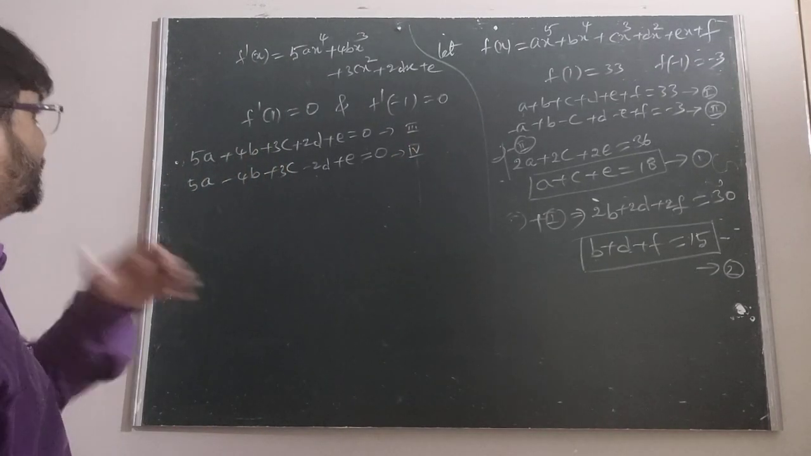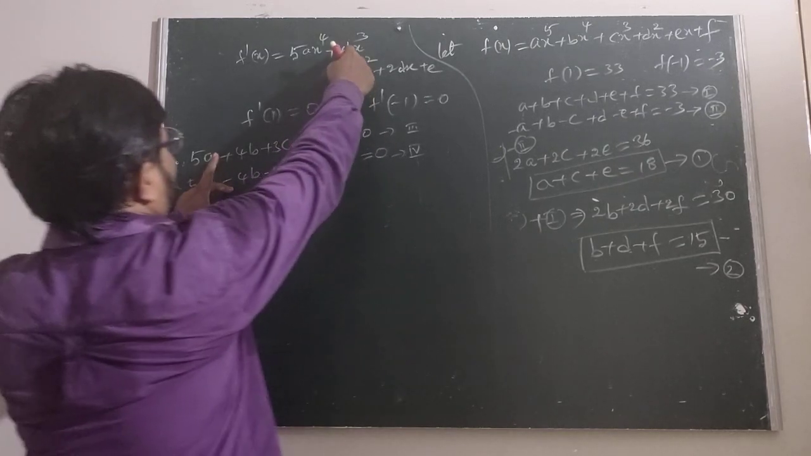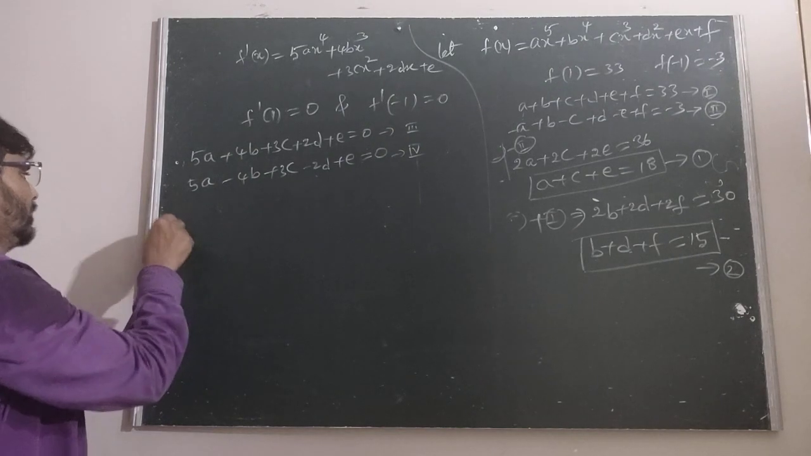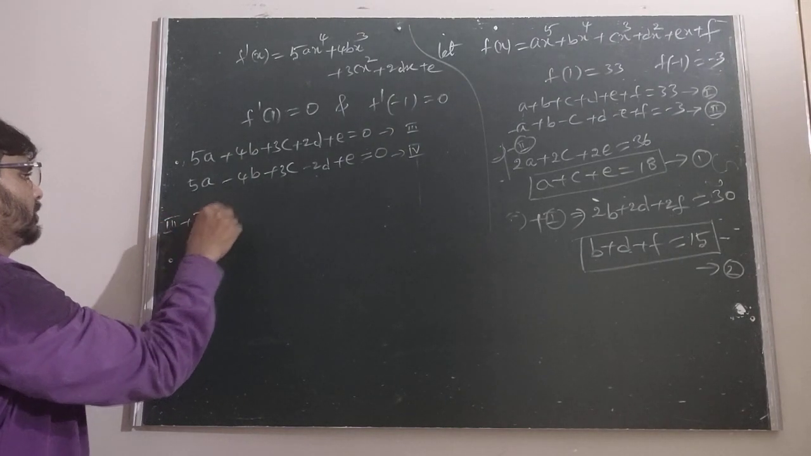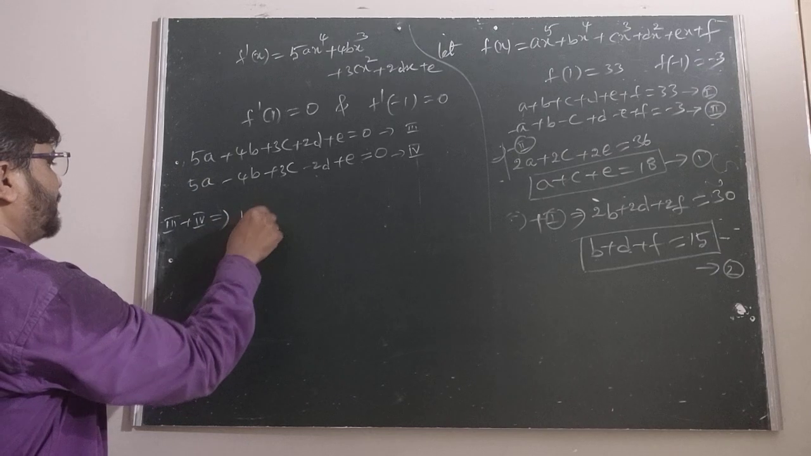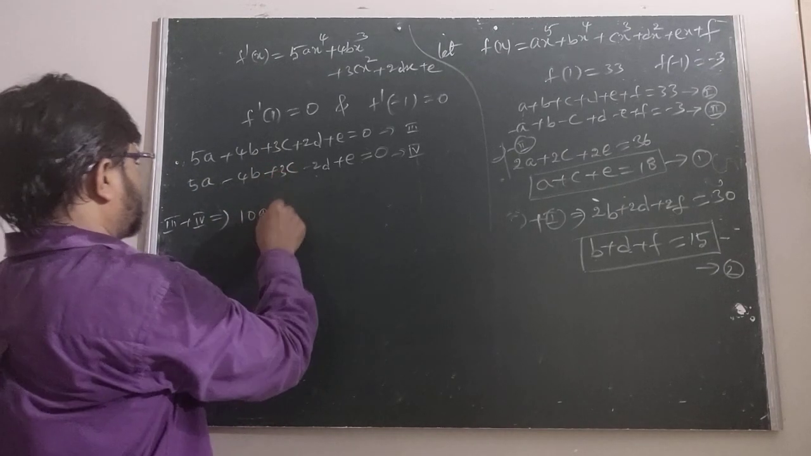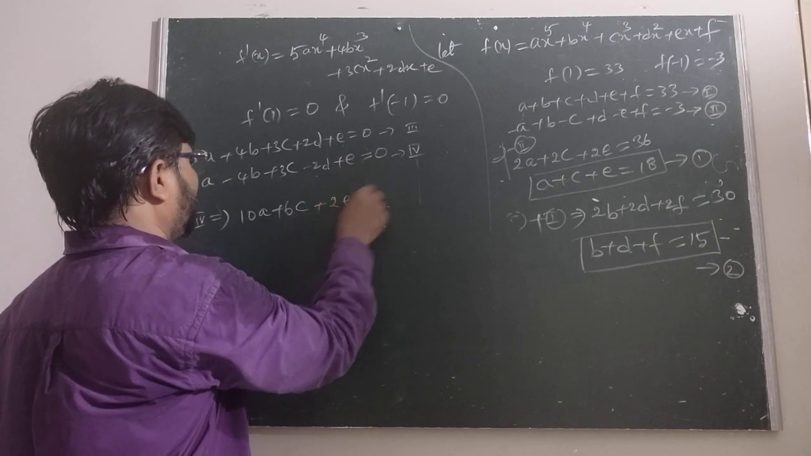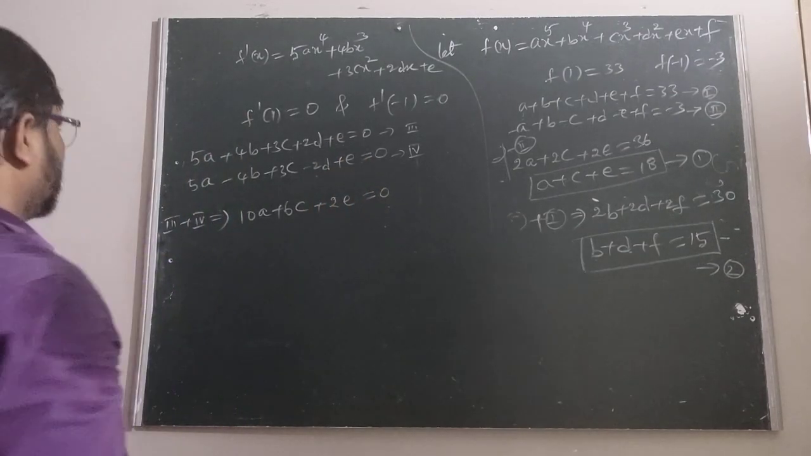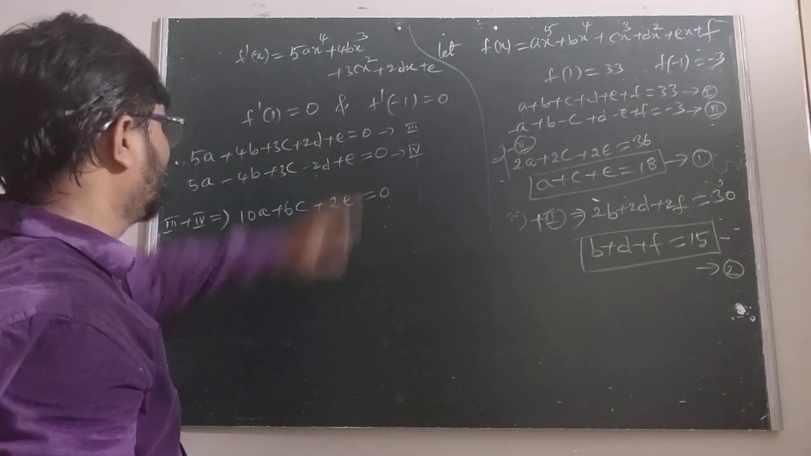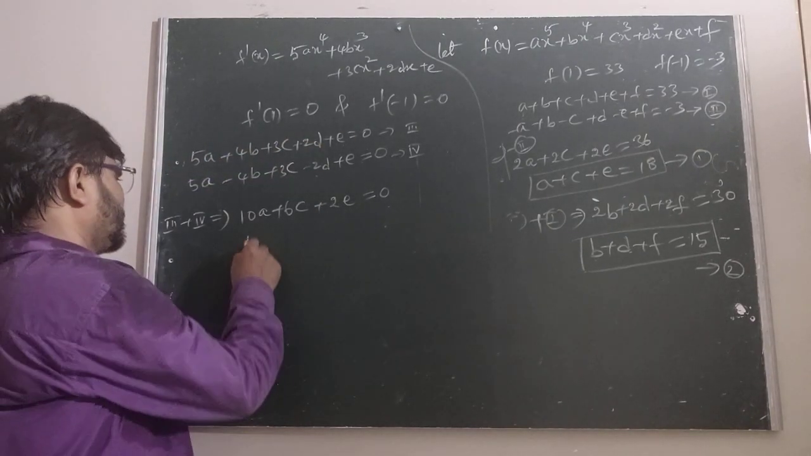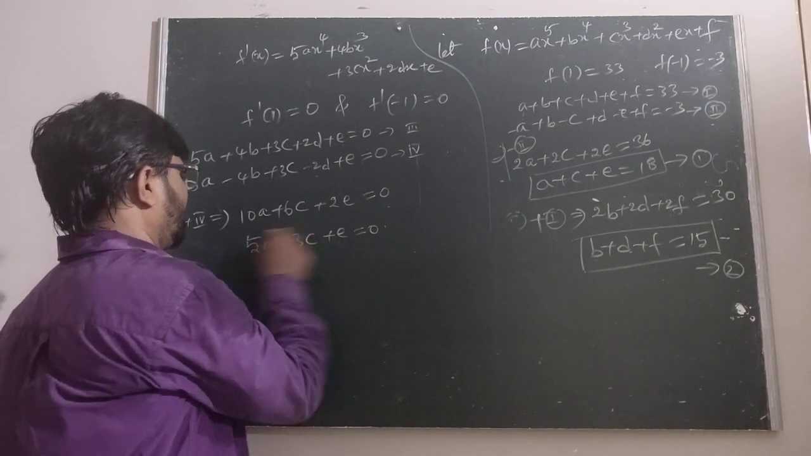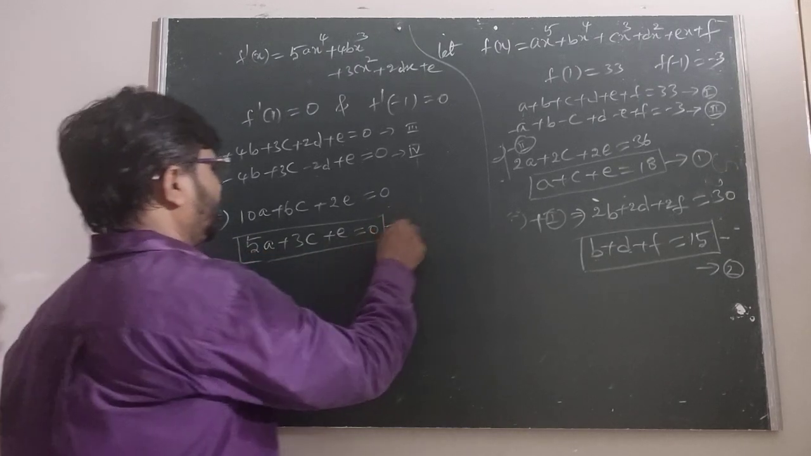Therefore here we observe first positive, next negative, after that positive and negative. Now first, Roman number 3 plus 4: 5 plus 5 is 10a, 3 plus 3 is 6c, and e plus e is 2e equal to 0. Now this is 10a plus 6c plus 2e equal to 0. Now it is divided by 2, so 5a plus 3c plus e equal to 0.